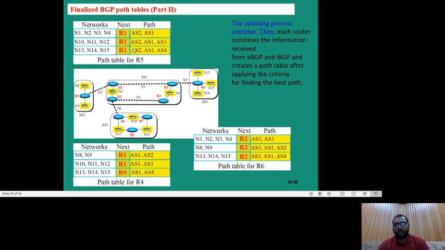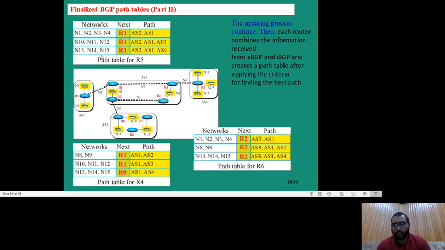For R1, this is for R5, the path table for R5. Where is R5? Here you see R5. To reach network N15, which is at R9, it should go through R1, right? And three autonomous systems will be involved: autonomous system 1, autonomous system 2, autonomous system 1, and autonomous system 4.